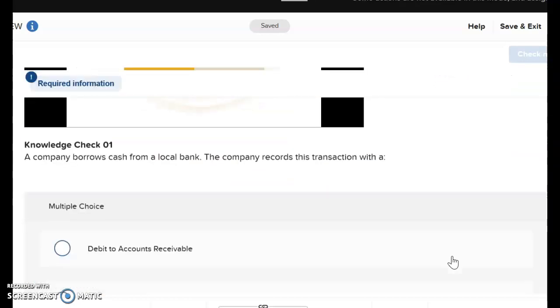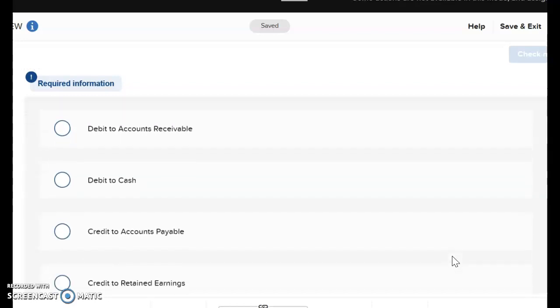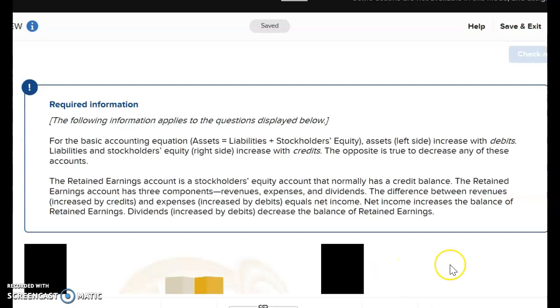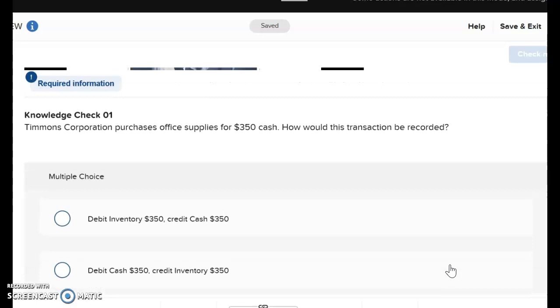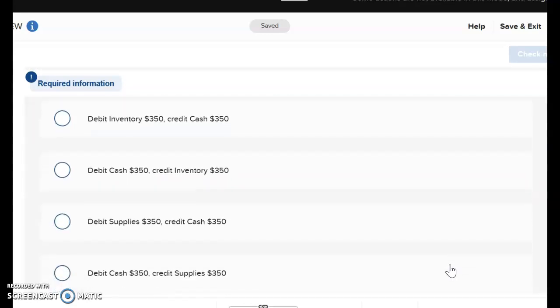All right. It's again about how to record this transaction. This is number 15. A company borrows cash from a local bank. The company records this transaction with a... Of course, this is just talking about one side of the equation, but which one of these is correct? Okay. Number 16. Timmons Corporation purchases office supplies for $350 in cash. How would this transaction be recorded? And there are your 4 choices.